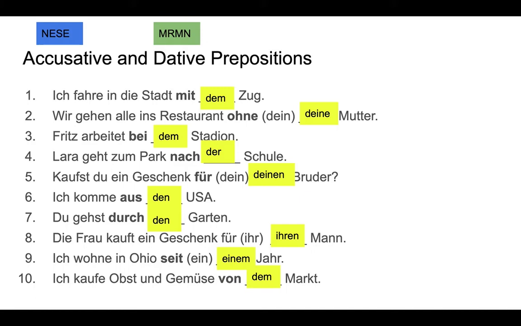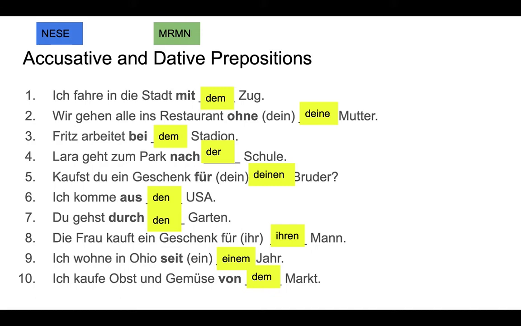Nummer 3. Fritz arbeitet bei dem Stadion. Stadion is neutral and bei is a dative preposition, that gives you dem. Nummer 4. Lara geht zum Park nach der Schule. Schule is feminine. Nouns that end in E are almost always feminine. And nach is a dative preposition. In the dative case, die changes to der.